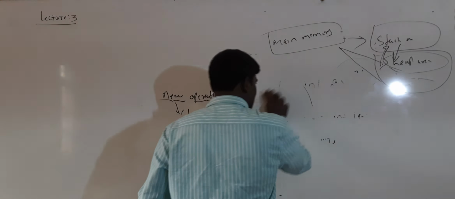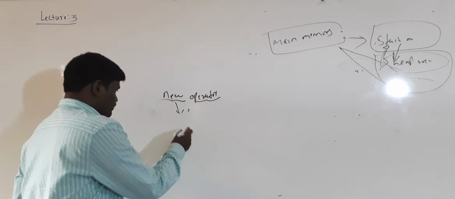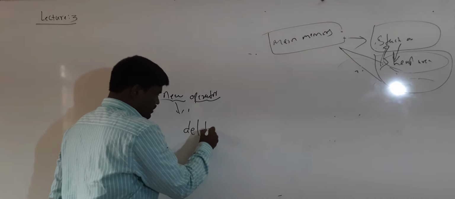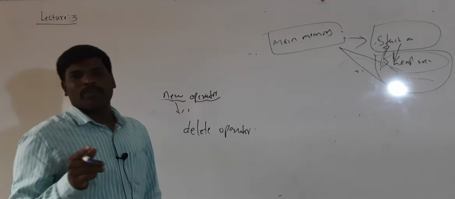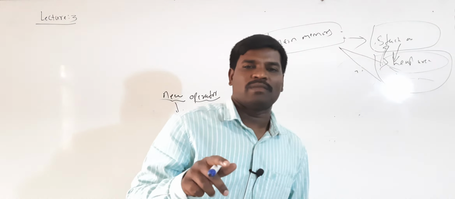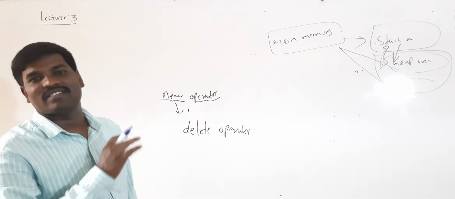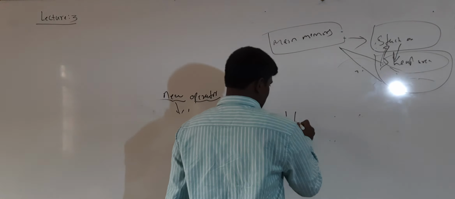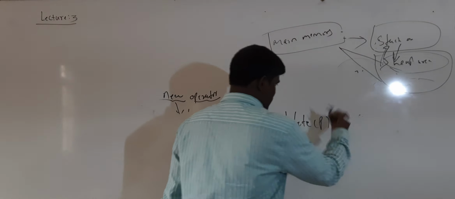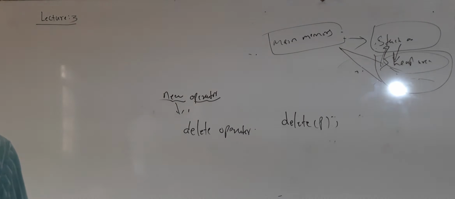Another one is there, that is the delete operator. New operator is used to allocate the memory for the variables. Delete operator is used to destroy the variables. For example, delete p. Simply you can write delete and the pointer variable name.